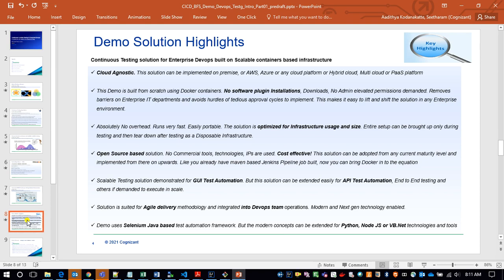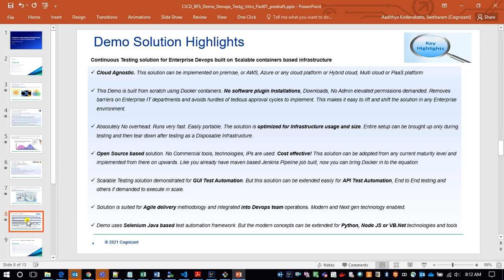Fourthly, it is an open source based solution. No commercial tools, technologies, or IP plugins are used in this. However, if you already have something, it can be integrated, and it can continue to be supported in this solution. But as such, we are not making anything necessary in order to develop this solution.